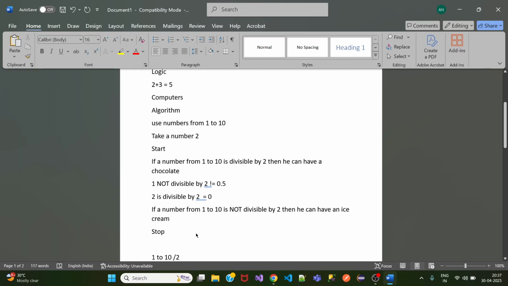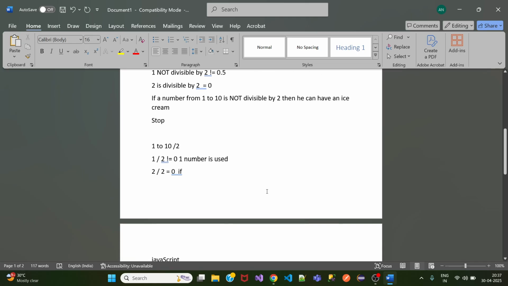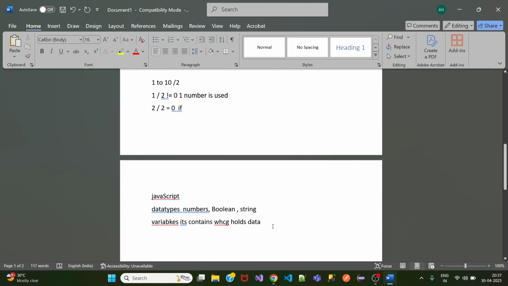If it is divisible by 2, chocolate. If it is not divisible by 2, then ice cream. It should be exactly equal to 0. Divisible. Great. Any questions again? Any doubts?